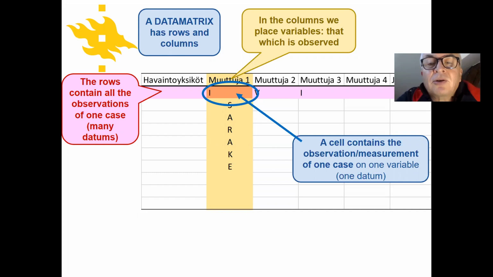In the cross section here, the blue circle, we call it a cell that contains one observation of one case on one variable. So that's one datum. So a set of data contains a lot of datum, individual items of knowledge, if you want to call it that. So a row has many datums. The set here is a set of data.